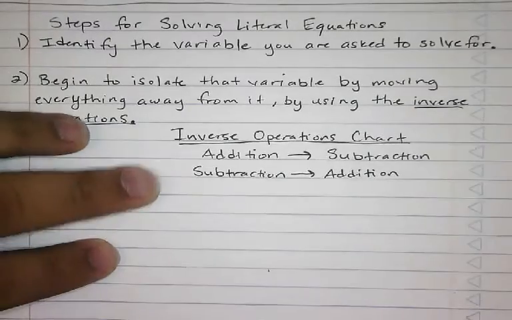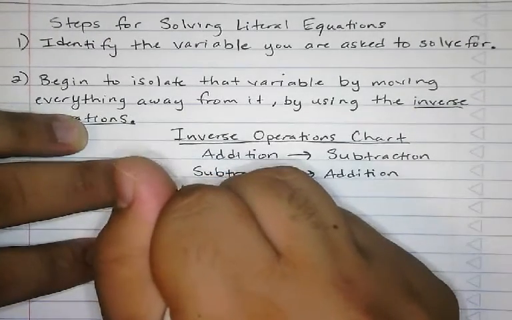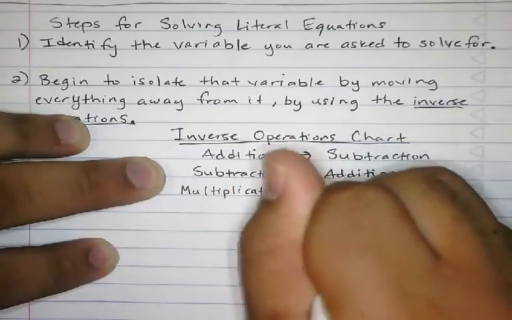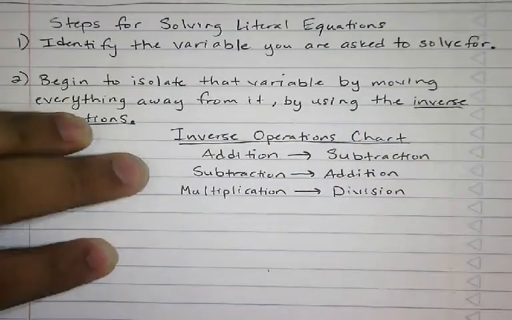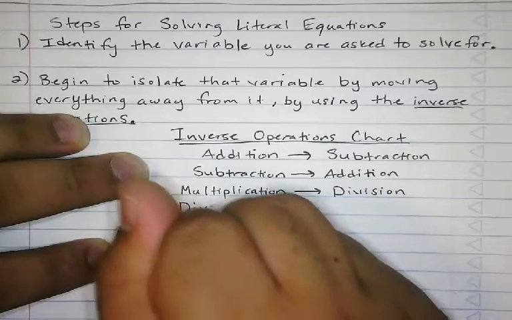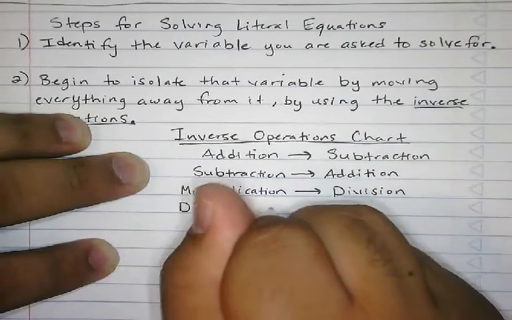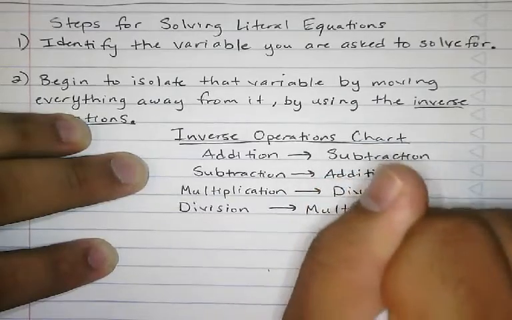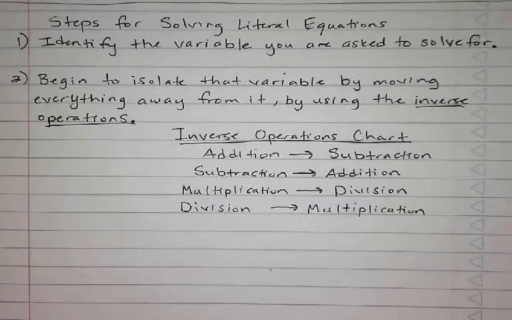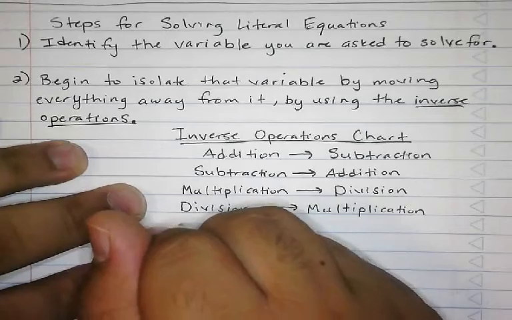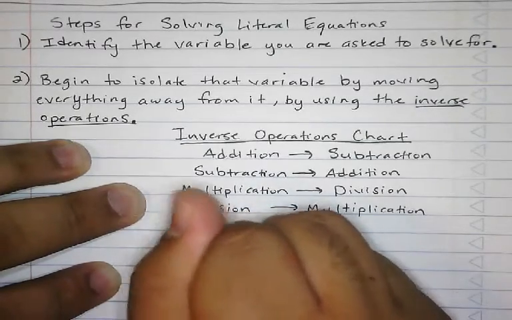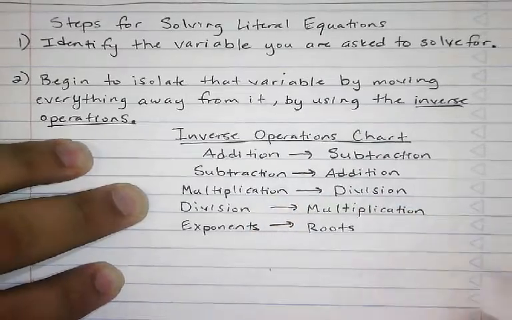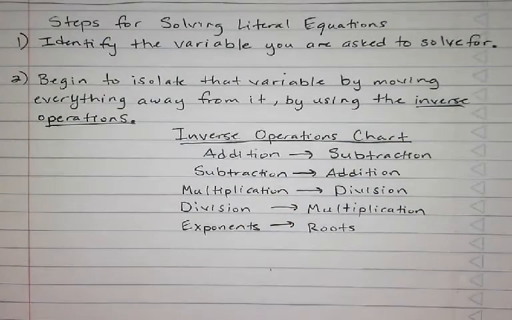All right, you have multiplication. The inverse would be division. If you have division, the inverse would be multiplication. And then we haven't seen this, but if we have exponents, you would use the roots to get rid of it. Okay, we haven't seen that yet, but just write it down so you have it.